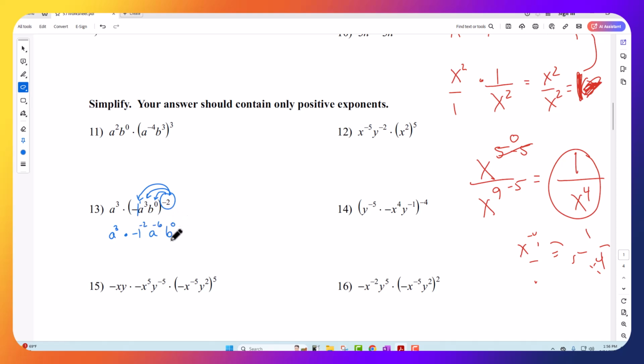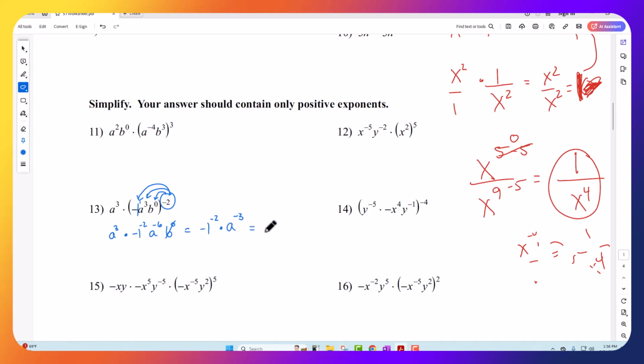Okay? Anything with an exponent of 0 goes away. Anything that can be combined, so a to the third and a to the negative 6th, this becomes negative 1 to the negative 2 times a to the negative 3. When we multiply a by a, we get to add the exponents. 3 plus negative 6 is negative 3.